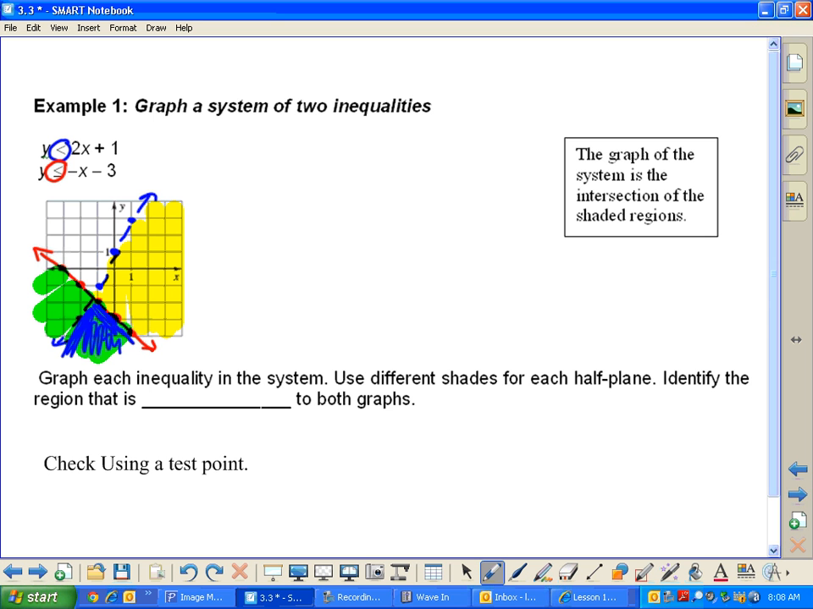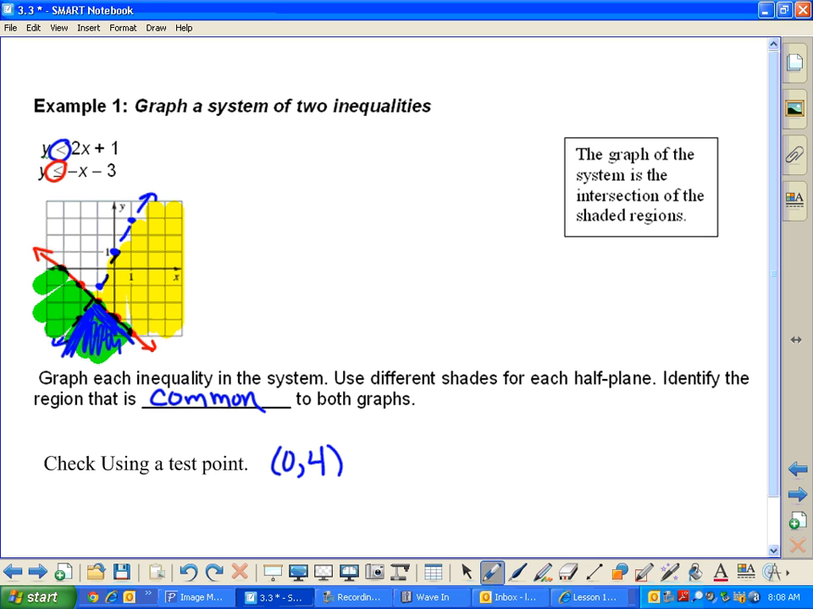And we just identified the region that was common to both graphs. We could check using a test point. At this point, I can see that the point, grab something easy for yourself, maybe even on the axis, the point (0, -4), looked like it was common to both regions. So I'm going to grab a test point and just check it.